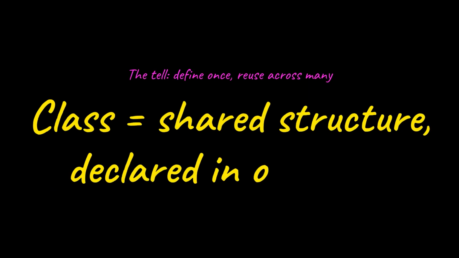Whenever a scenario describes a single template that many similar objects follow, or uses words like shared, common, or define once, that is pointing at the class. It is the one place where common structure lives, making everything else in object orientation possible.